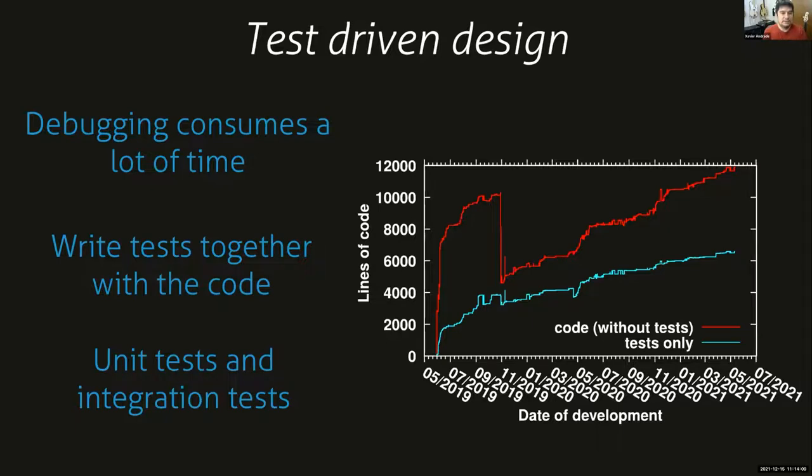The way we do this is what's called test-driven design. We write a lot of tests. As I mentioned before, for 12,000 lines of code, we have 6,000 lines of tests. We write the tests together with the code. Each small part of the code we write, we test, making sure it's working the way it should for the specific cases, corner cases and everything. Once we have this building block that we know is working properly, we can use it, and we know we are on solid ground.